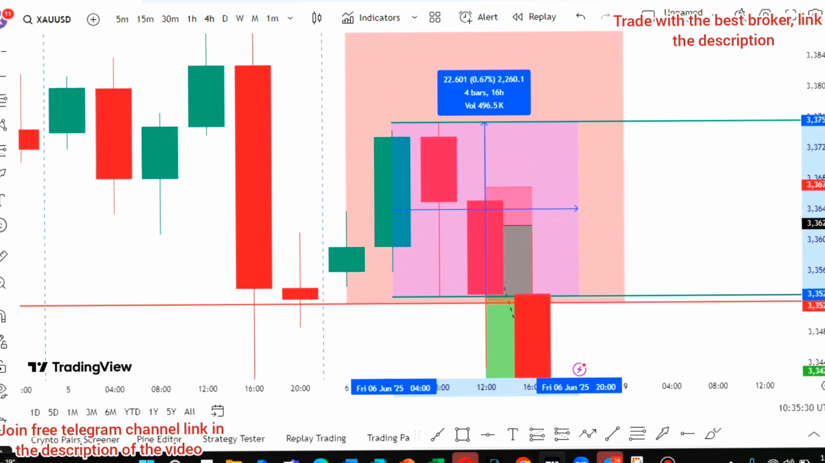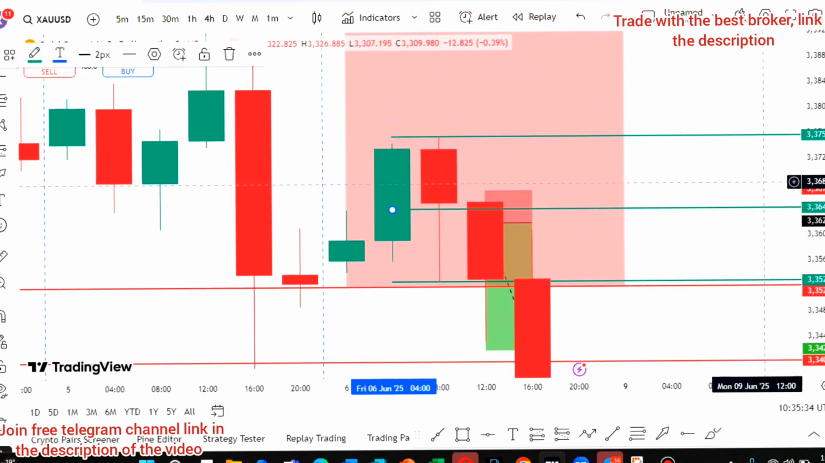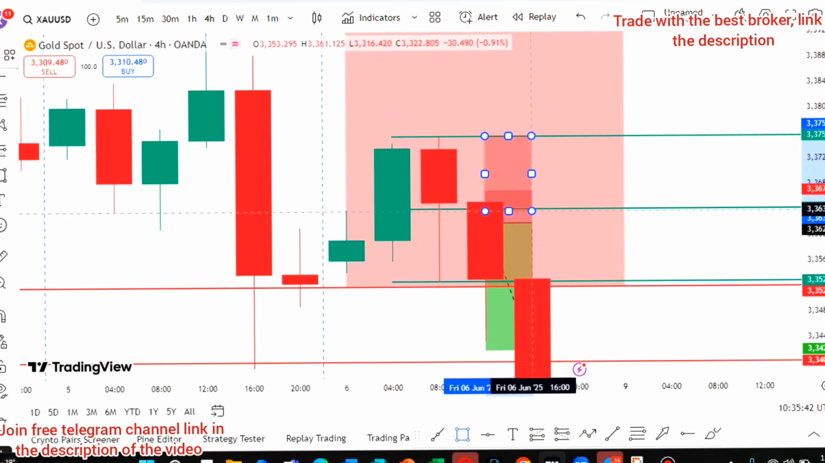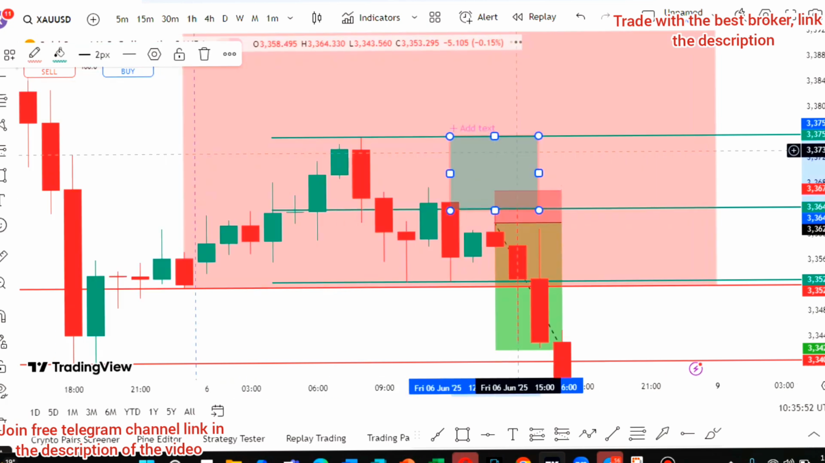So the daily candlestick shows us a bearish move, and the 4-hour time frame also shows us a bearish move. So from this area we were expecting to sell. Yeah, let's mark this as green. Okay, green like that. So I'm going to the 1-hour time frame.